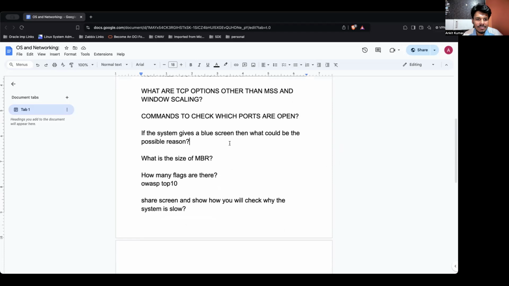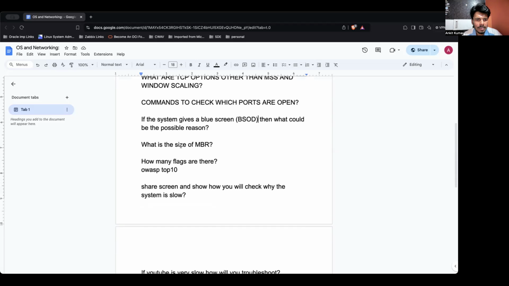Then the next question is if the system gives a blue screen, then what could be the possible reason? So blue screen is like the blue screen of death, which we see when a kernel panic occurs. That happens when something out of the box happens and the kernel is not equipped to handle that type of error. So it just gives that blue screen of death and then it starts rebooting the system.